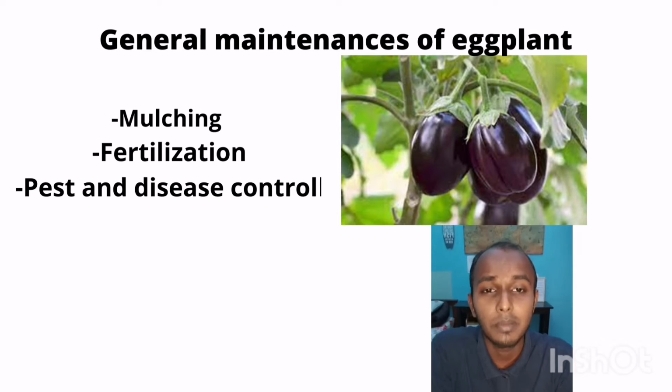I'm going to present about the general maintenance of eggplant, which is divided into 3: mulching, fertilization, and pest and disease control. First of all, we're going with mulching of eggplant. Mulching is essential to the growth and can result in higher yields whether you use organic or synthetic mulches. Mulch can help create the right growing environment for eggplant while promoting soil moisture.